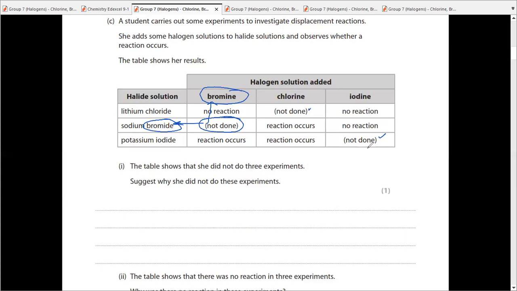Sir, is it because they won't react with their own self, something like that? Right. A perfect answer. What's the point of displacing if bromine is going to react with bromide? What would you displace? So it makes no sense to displace bromine with bromide. And of course, since there won't be any difference in reactivity, there would be no reaction as well.